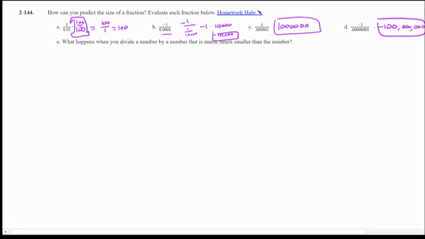What happens when you divide a number by a number that is much, much smaller? Well, then we get a really, really big number.